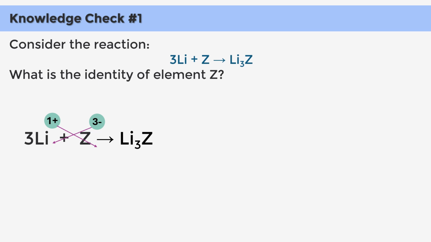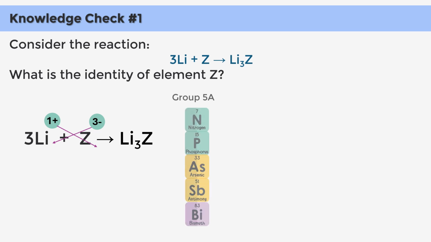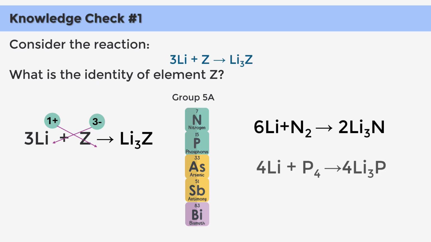In this case, lithium has 3 as its subscript, indicating that the unknown element must have an ionic charge of 3, or negative 3. Based on our knowledge of the periodic table, we can say that an element of group 5A, or the nitrogen family, is the identity of the element. Lithium is an alkali metal and tends to form compounds with elements from group 5A, but the reactivity can vary depending on the specific element. For example, lithium reacts with nitrogen to form lithium nitride, and lithium reacts with phosphorus to form lithium phosphide.